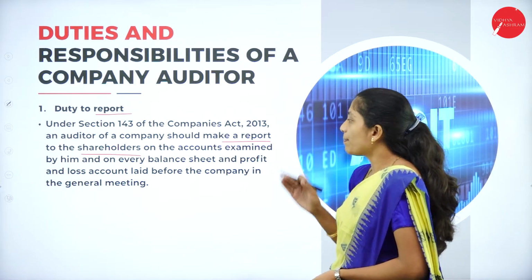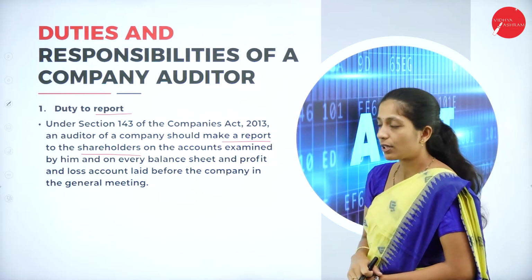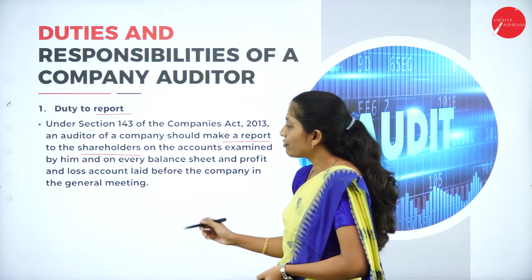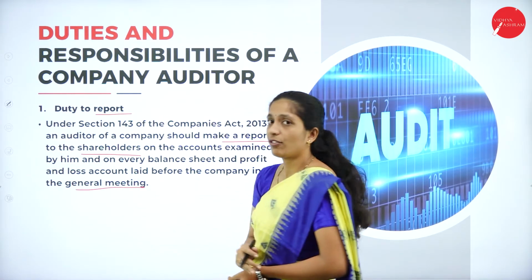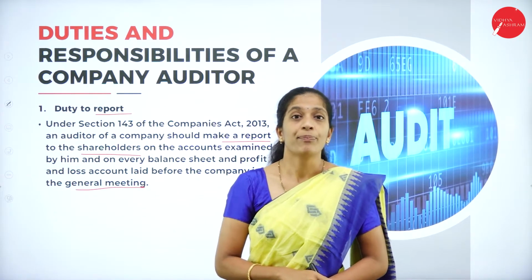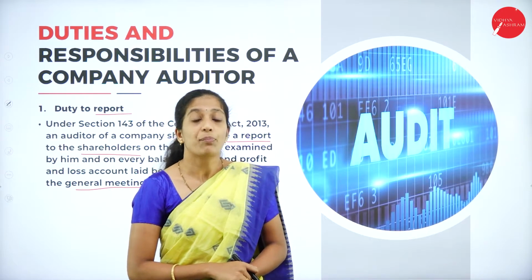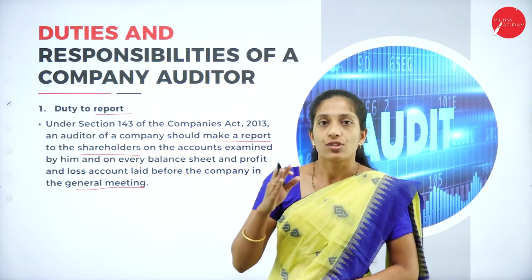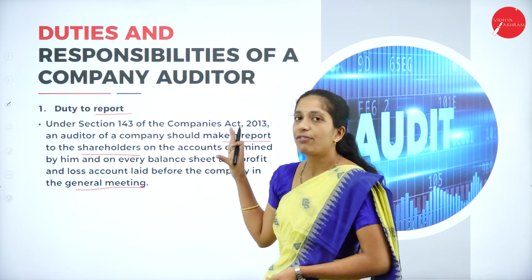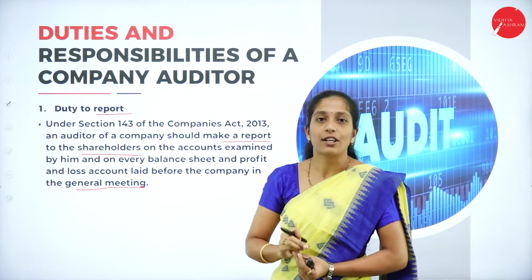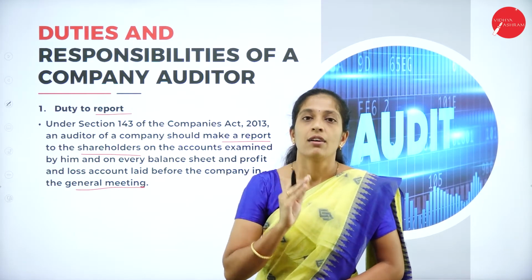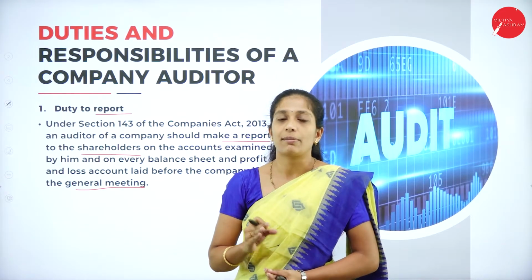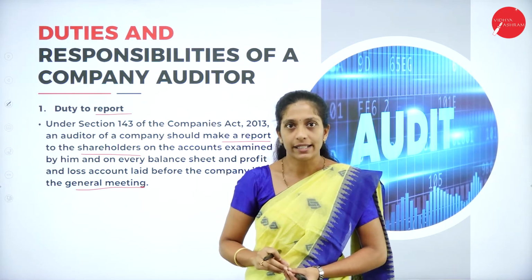And on every balance sheet and profit and loss account laid before the company in the general meeting. This we have already discussed. Here an auditor is appointed by the board of directors, right? In the same way, in every annual general meeting, the tenure of an auditor will be till the next annual general meeting. So he will be working under a company.